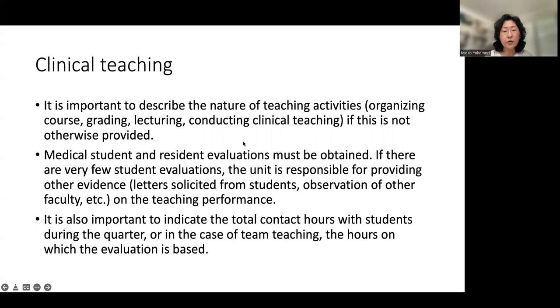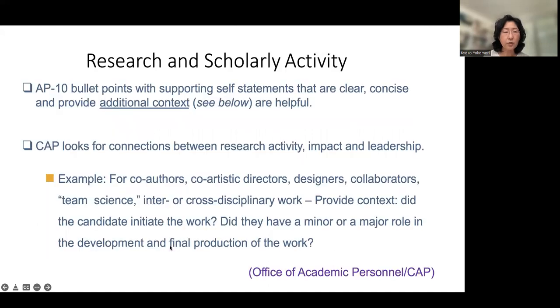It's really critical to get evaluations from the students and residents. If there are not enough students who can provide evaluations, you could also solicit letters from your peers who can describe their observation of how you are teaching. That's okay too, but you need to have some kind of evaluations as one of the two required pieces of evidence for teaching. Okay, and Nimisha already explained this, so I'm going to go on.